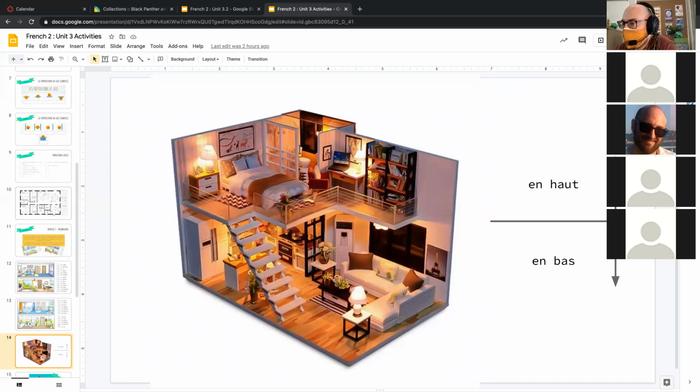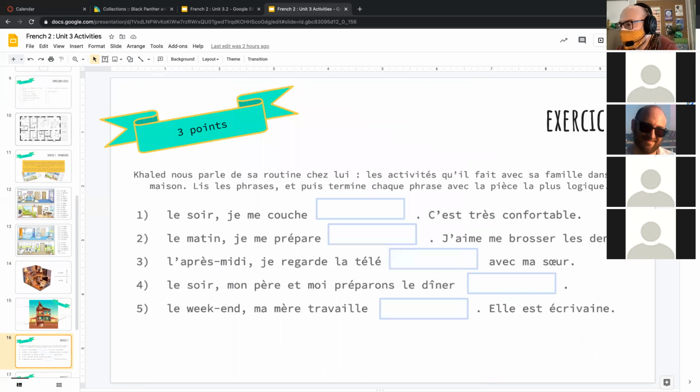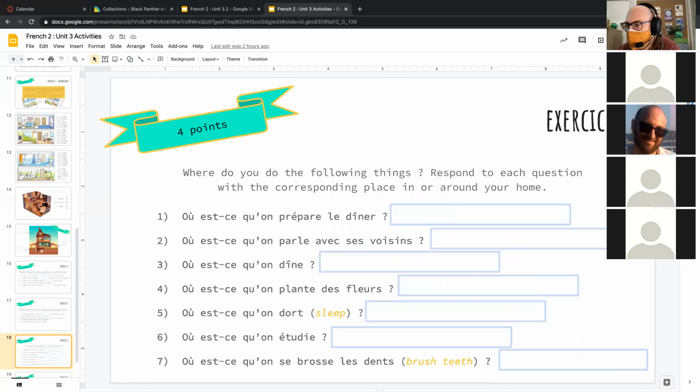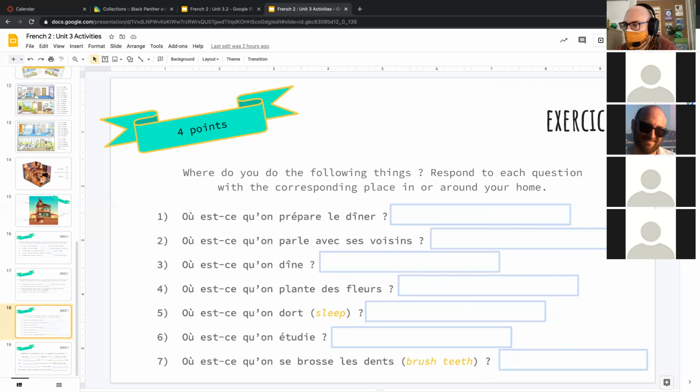We'll talk about this in a moment, en haut, en bas. And we'll also talk about this. So today in class, you'll have a chance to fill in these 3 blanks. And then just some activities. So these are for practicing the different rooms with Khaled. This is also for practicing the different rooms. And then this is kind of similar. It's taking it kind of the next level, talking about your place, where you spend time, your home.